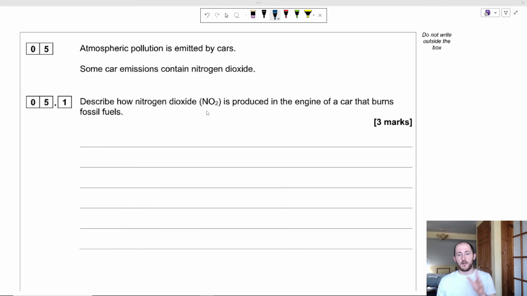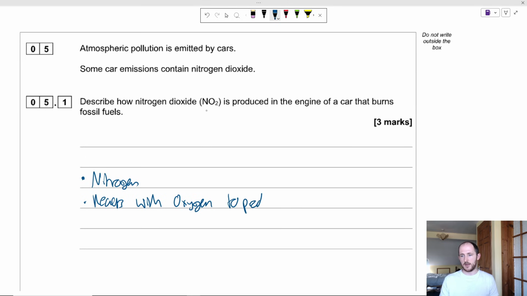So we can get quite a few of the marks just by saying this. Nitrogen reacts with oxygen. That's 2 marks. So if you'd like, we can say nitrogen reacts with oxygen to produce nitrogen dioxide, so to produce NO2. But technically speaking, you only need that and that. Okay, so the idea here is that there's nitrogen just in car engines naturally, either from the atmosphere or whatever, and oxygen's obviously in the engine because it's burning stuff, so there has to be oxygen there. And the idea is that these will react in order to produce NO2.